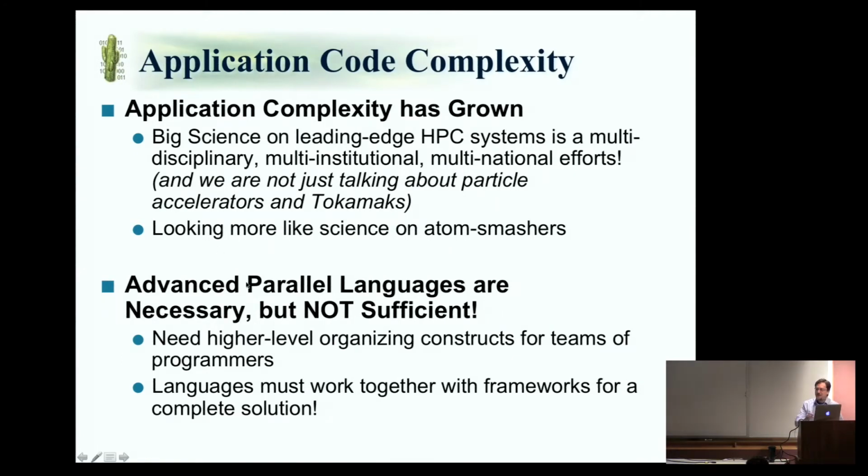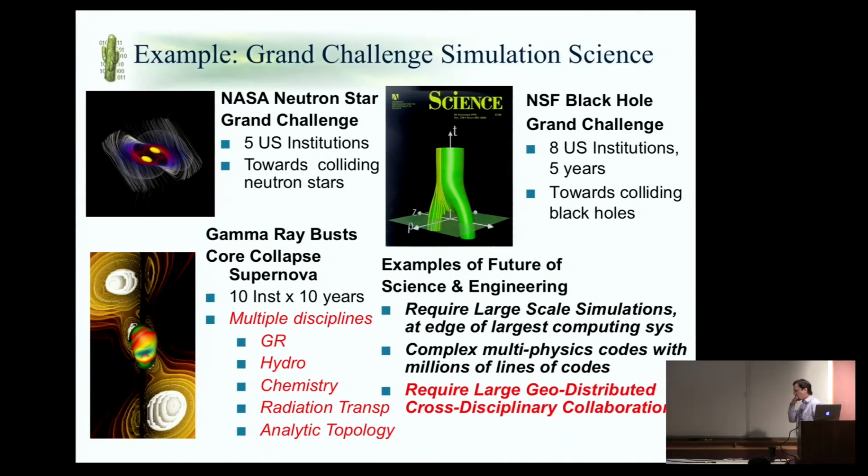So advanced parallel languages are nice, and they are a necessary condition for us to make the programming of future systems tractable, but they aren't sufficient. You also need to have disciplined software engineering practices and higher level frameworks in order to hide the complexity and organize your code teams. So you need higher level organizing constructs for teams of programmers, and the languages and your software engineering discipline need to work together for a complete solution.